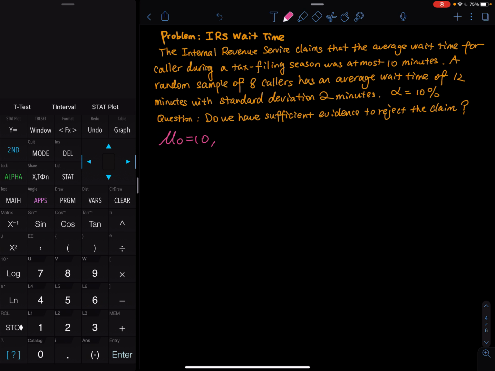And then we have a random sample of 8 callers and the average wait time is 12. So x bar is equal to 12. The sample standard deviation is equal to 2. And then alpha is equal to 10%. So since we have an unknown population standard deviation, this problem follows the T procedure.